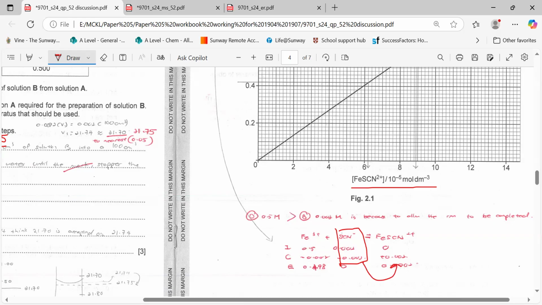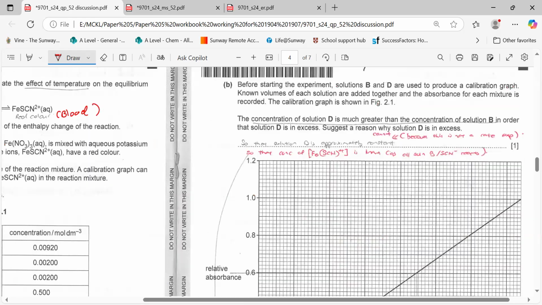Now, for those of you who sort of agree with my initial answer, because you have done a few past papers before this, why is my answer not accepted? I know that you have all seen this in other papers. What's wrong with this answer? The reason my answer is wrong in this situation is because this kind of answer can only apply in a rate of reaction experiment.